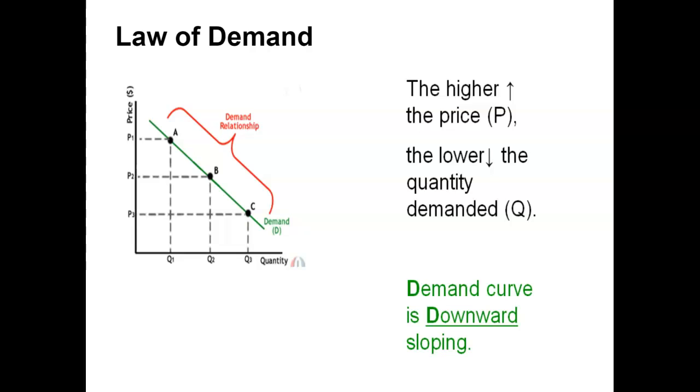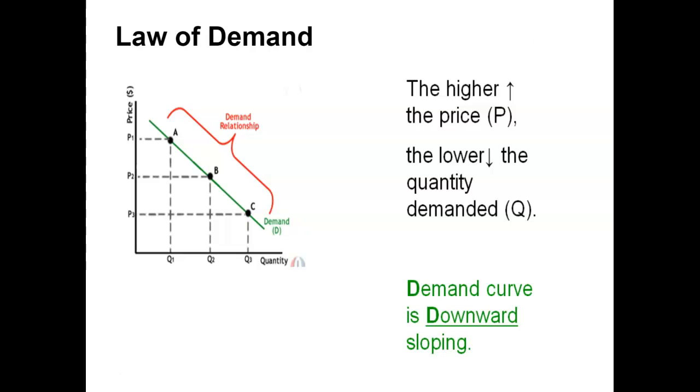Just to emphasize, the law of demand states, and this is important to remember, and again, pause as often as you need to take notes or draw graphs: the higher the price, so as P goes up, the lower the quantity demanded goes down. So the higher the price, the lower the quantity demanded.